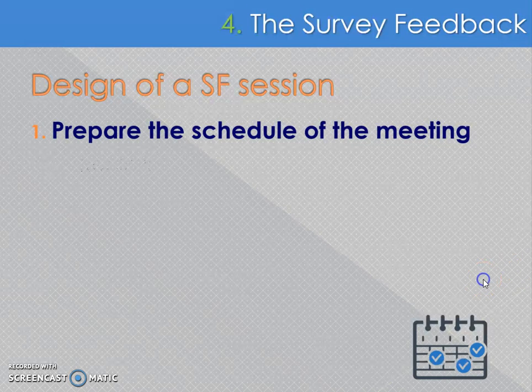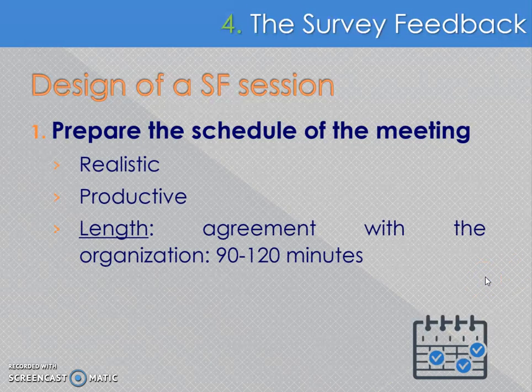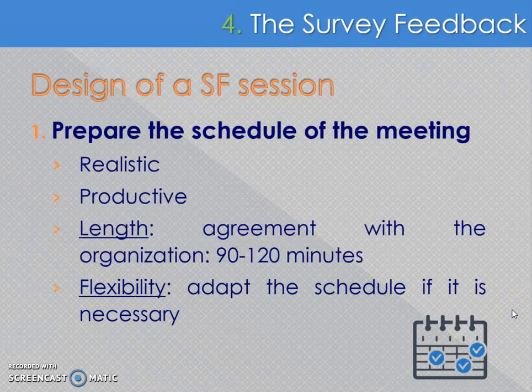The schedule must be realistic, productive, with a length between 90 and 120 minutes, as we have seen before, and with flexibility, because it is possible that we must adapt the schedule depending on unexpected events. If the assessed organization has, for example, 10 areas, we have to plan 10 different sessions of survey feedback. So we can consider how many areas the organization has.